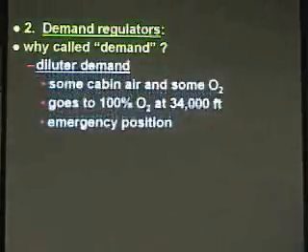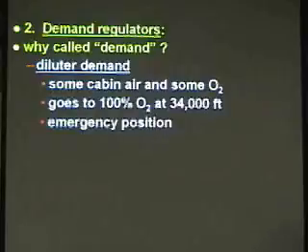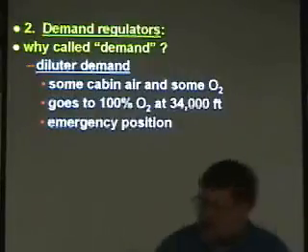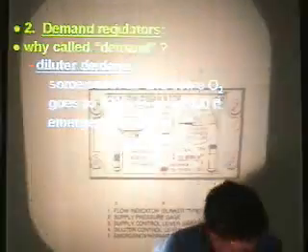There are two basic types of demand regulators, diluter demand and pressure demand. First, I'll go over diluter demand. Diluter demand oxygen regulators. Here's what they look like. This picture is not in your topic outline.